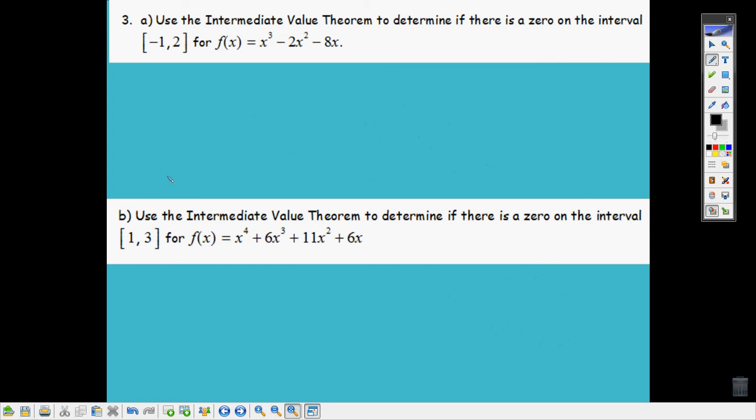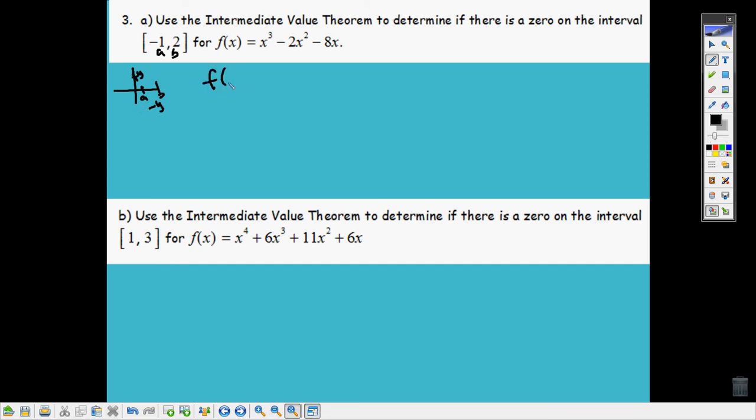Number 3. Part A says to use the intermediate value theorem to determine if there is a 0 on the interval for the function. So remember, intermediate value theorem says that if we plug in an a and we plug in a b, so our interval a, b, and my y goes from positive to negative or negative to positive, the only way that could happen is if it crossed the x-axis. And if it crosses the x-axis, that's how we get the zeros for functions. X-intercepts, zeros, roots, they all represent the same value when the function touches the x-axis.